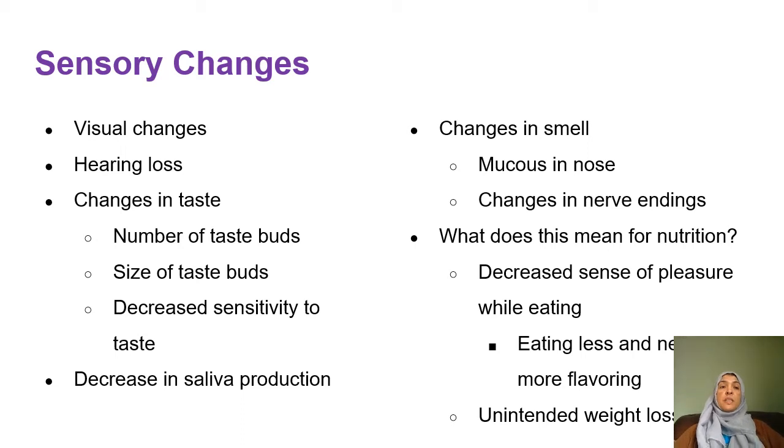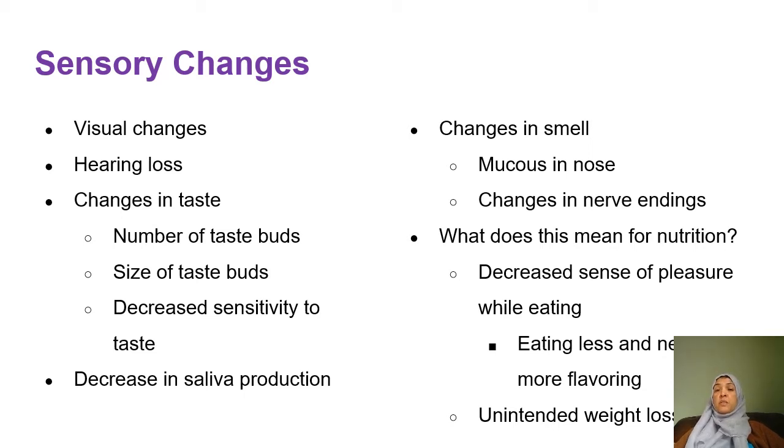Some of the other factors that can affect nutrient intake in the elderly population are visual changes, hearing loss, and changes in taste. The number of taste buds decreases as they age, and the sensitivity of the taste buds is reduced as a normal part of aging. The sensitivity to taste is also reduced because of medications that they are taking. There's also a decrease in the production of saliva, which makes it harder for them to chew and swallow food.